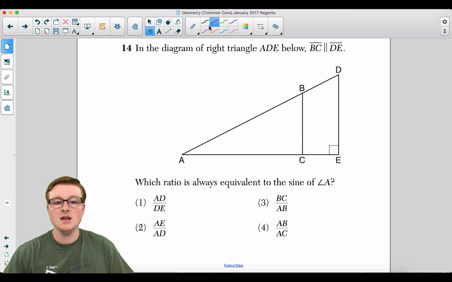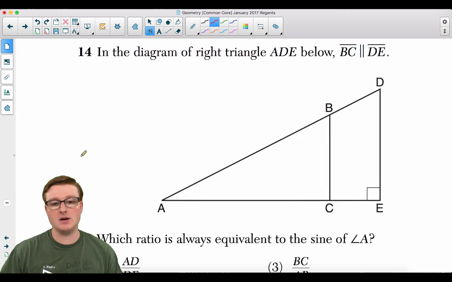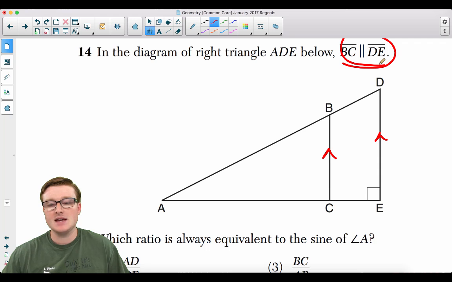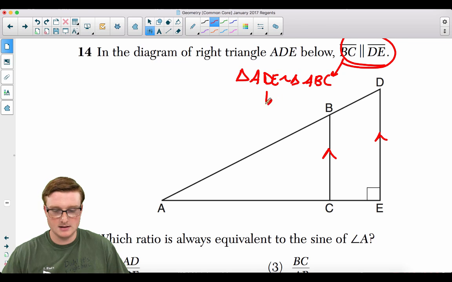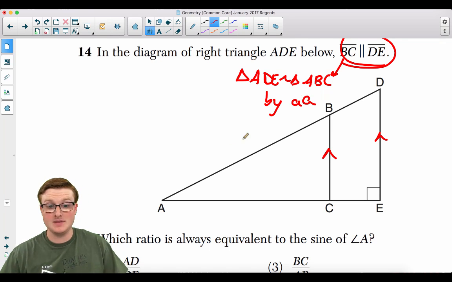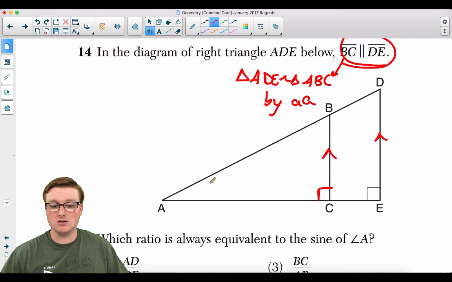Number 14, in the diagram of right triangle ADE below, BC is parallel to DE. Remember what I keep saying. They tell you that these are parallel because they want you to conclude that triangle ADE is similar to triangle ABC by angle, because these are right angles and A is reflexive.